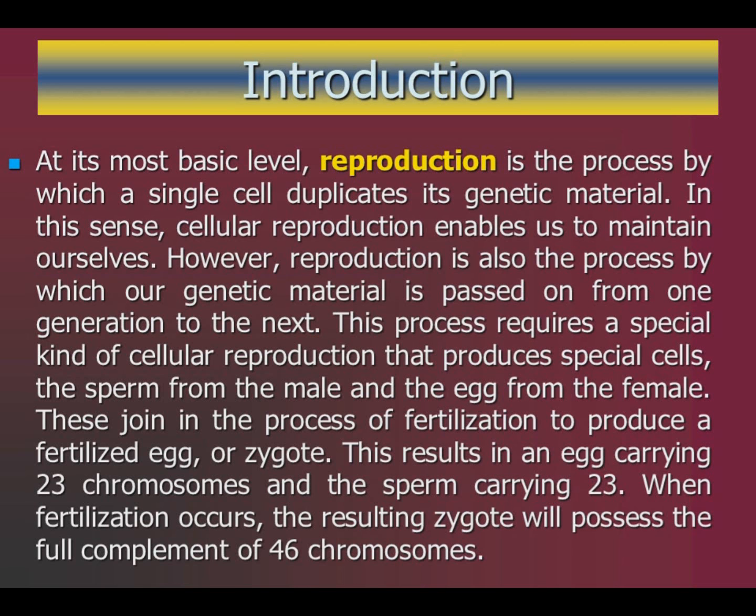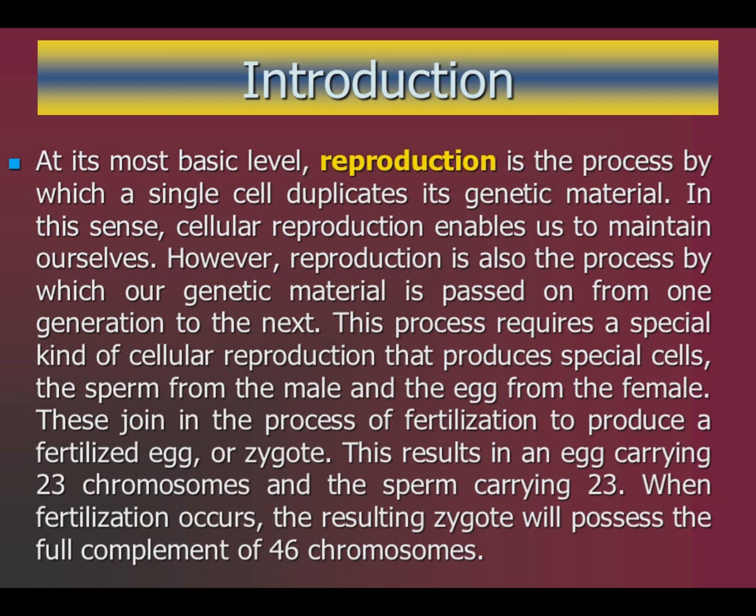Meiosis is a reduction division of the genetic material. This results in an egg carrying 23 chromosomes and the sperm carrying 23. When fertilization occurs, the resulting zygote will possess the full complement of 46 chromosomes. This chapter discusses the organs of the reproductive system that produce the sex cells, transport them, and nurture their development.